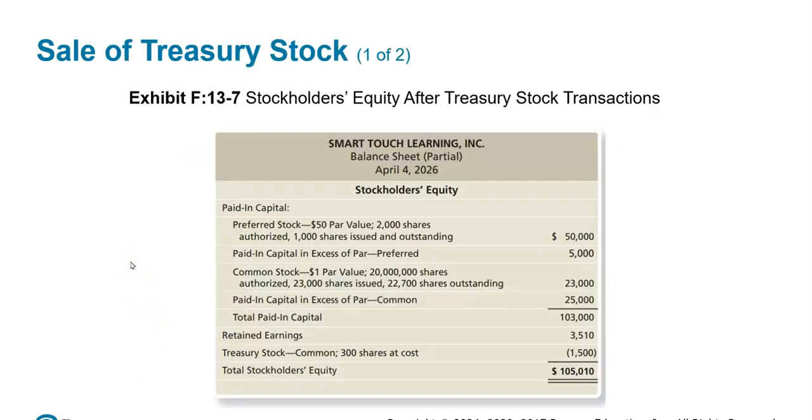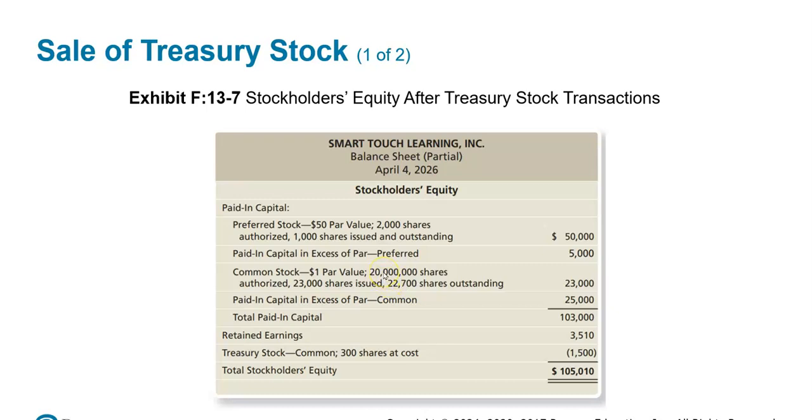So this is what it would look like on the balance sheet, partial. We have the preferred stock, $50 par, 2,000 shares authorized, 1,000 shares issued and outstanding at 50,000. Paid-in capital excessive par preferred, 5,000. Common stock, $1 par, 20 million shares authorized, 23,000 shares issued, 22,700 shares outstanding. Now the difference between those, that 300 shares, are the shares that are in Treasury stock.